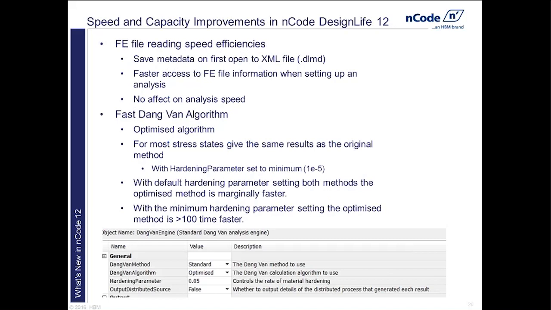We've also been working quite hard on speed and capacity improvements within DesignLife 12. So a couple of things to highlight. We've increased the file reading speed a little, so we've added a metadata file that we generate the first time we open an FE file. So this in effect takes all the metadata from the FE file, saves it into a much smaller XML file. This allows us to pick that up in subsequent entries when we open the file, and this makes the use of the interface much quicker.